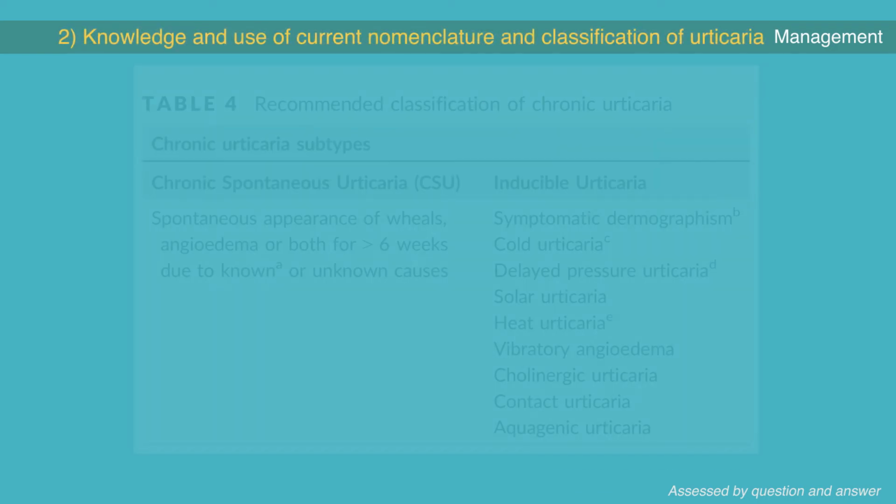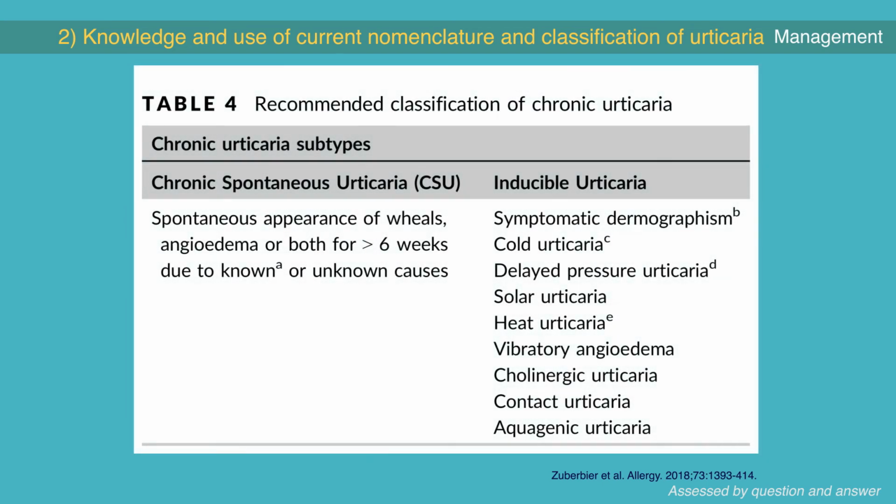Number 2. Knowledge and use of current nomenclature and classification of urticaria. This requirement is tested by interview. The staff should be able to answer questions like, what are the 2 types of chronic urticaria? Or, name 2 subtypes of physical urticaria. It is important that all UCAREs use the same nomenclature as provided by the international guidelines.